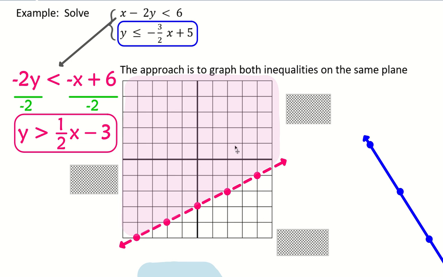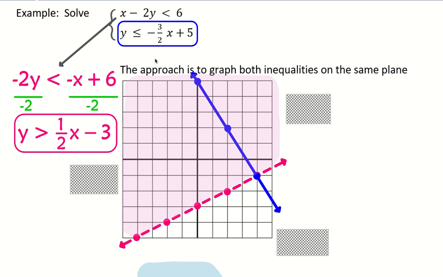Now we've graphed this one, and we're going to graph the other one. Like I said, I already had this good to go, because we know that the b value is 5. So 1, 2, 3, 4, 5, right here. This point right here, and then the slope is negative 3 over 2, so it goes down 3 over 2, down 3 over 2, down 3 over 2, right? And it's a solid line, like we've already said.